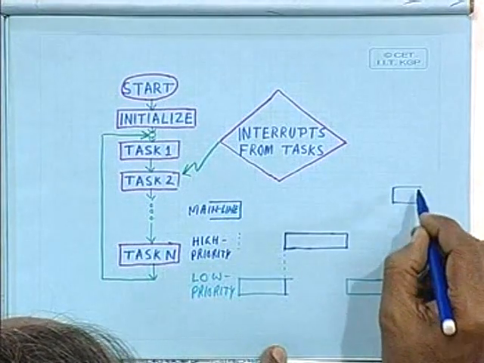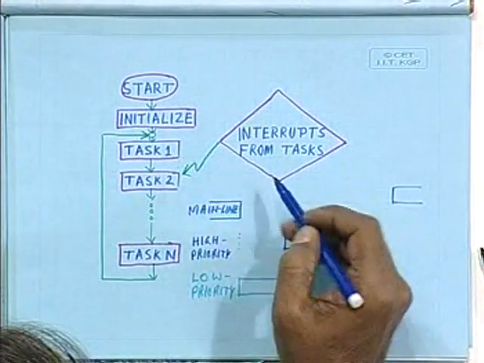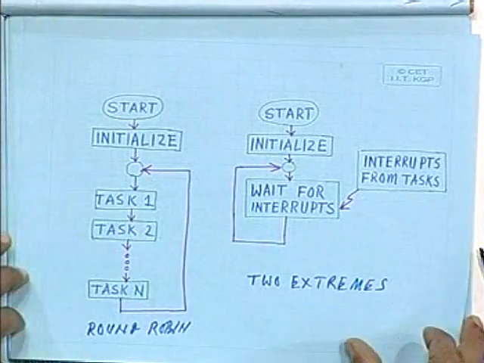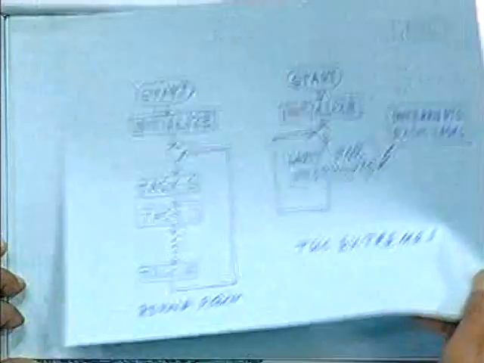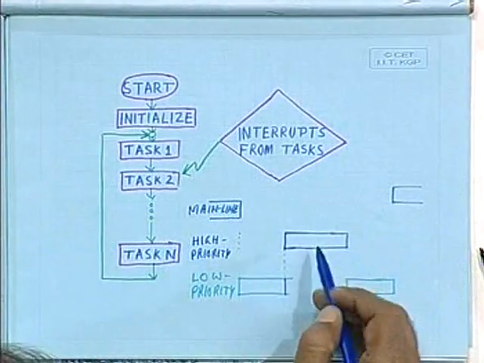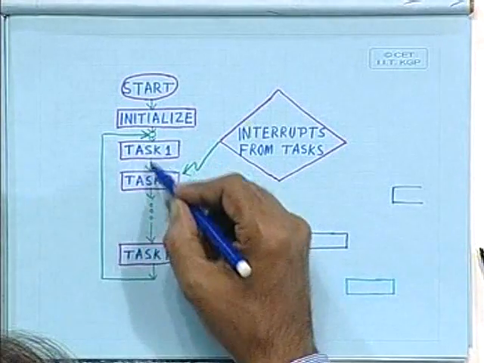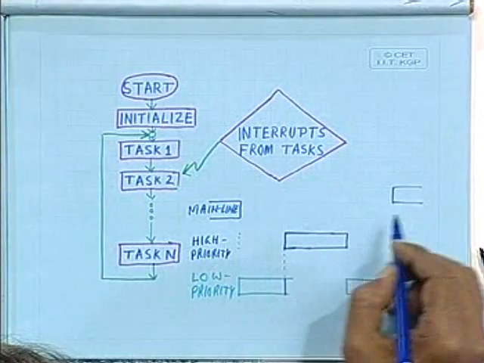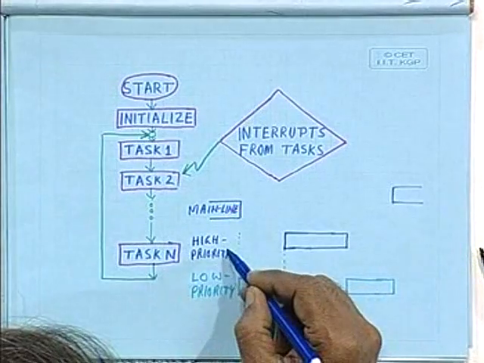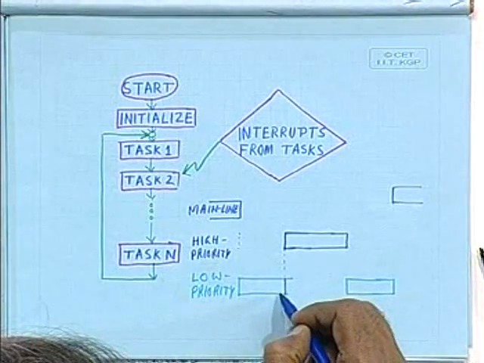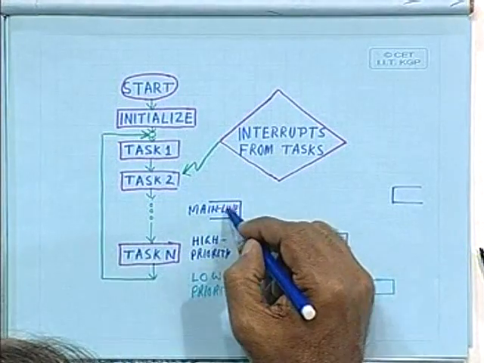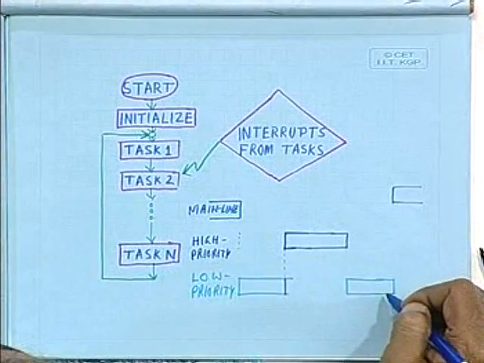So in this way, the two approaches that we have discussed can be combined together to have priority driven as well as low priority task execution simultaneously. We can see how the high priority task is interrupting the low priority task, and the low priority task is interrupting the mainline task, and so on. This is how it will be done.